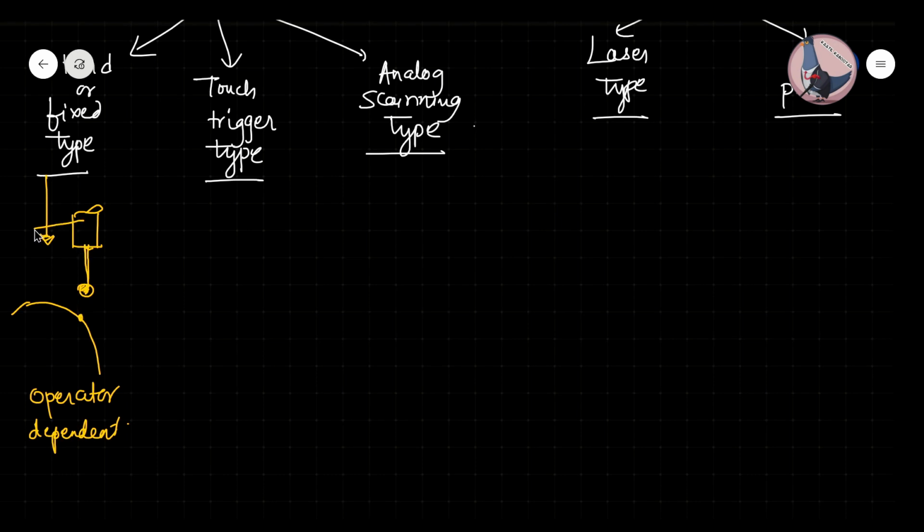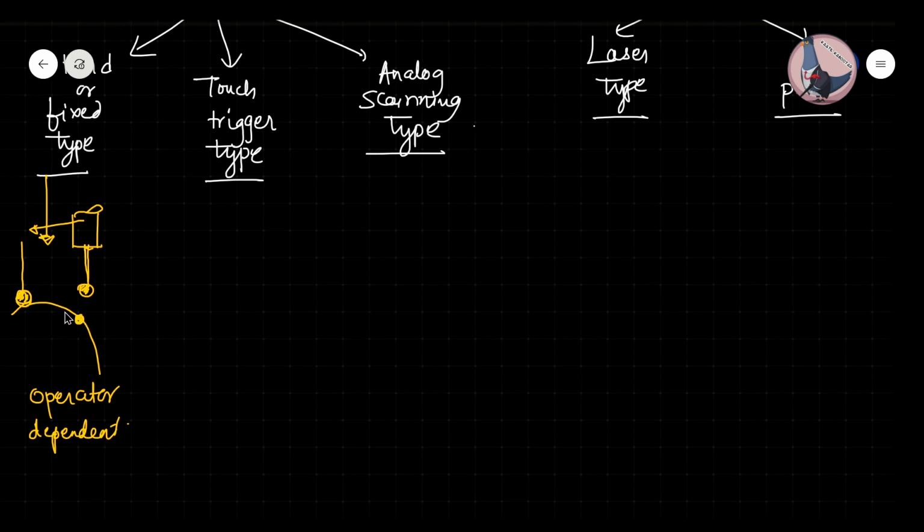Then it will be shifted in some direction, and another point will be contacted. Again, the operator will only take care that okay, now the contact has taken place, so it will be moved to the next point. So these operators will measure the coordinates on the machines.